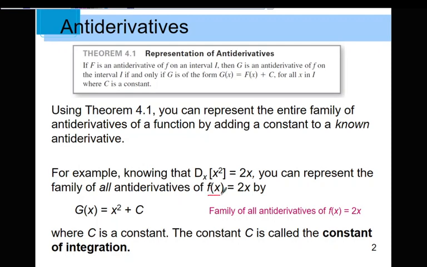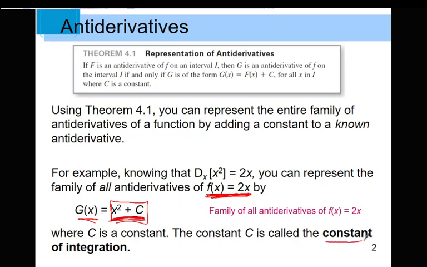So if you have this function, f of x equals 2x, and you take the antiderivative of 2x, it's x squared plus c. This function right here, g of x, is the family of solutions. It's all the possible functions that could have 2x as its derivative. So c could be 1, it could be 2, it could be 3, it could be 4, but all of those functions, x squared plus 1, x squared plus 2, x squared plus 3, they all have 2x as its derivative, okay? And c is this constant, and it's what we call the constant of integration, okay?